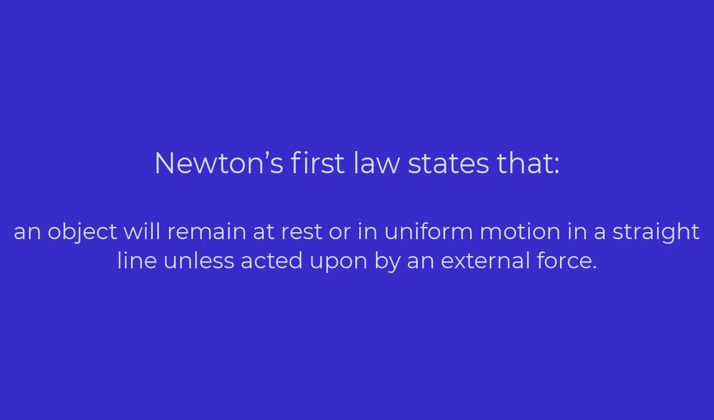So Newton's first law states that an object will remain at rest or in uniform motion in a straight line unless acted upon by an external force. In other words, an object's going to stay put unless you exert a force on it, and it's going to stay in motion unless you put on a force, a braking force or an opposing force.